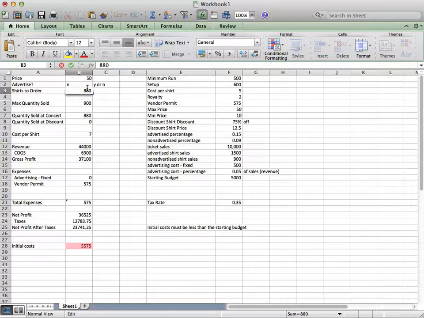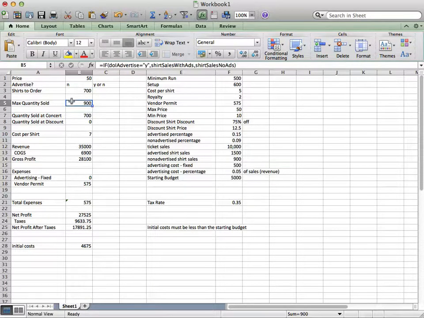So right now I'm stuck in a situation where I can't get more than 800, 700. With these sets of decisions, I'm stuck in the realm of getting 700 some odd shirts, but we can walk through it. So I have the price, which is between 10 or 50, advertise or don't advertise, Y or N, and shirts to order, which is the number of shirts that I'm ordering. And it drives the initial cost, which has to be less than 5,000.